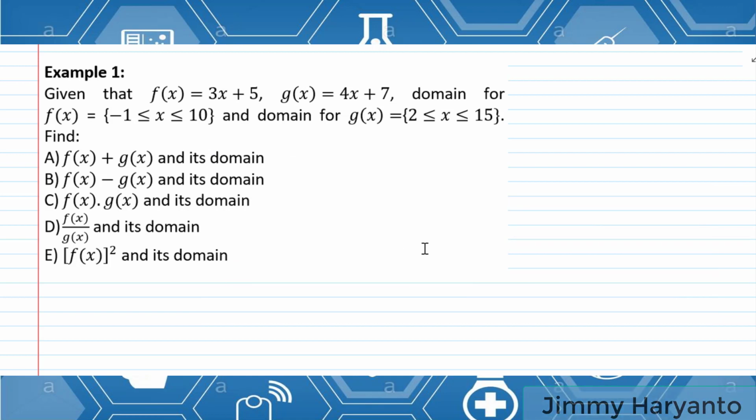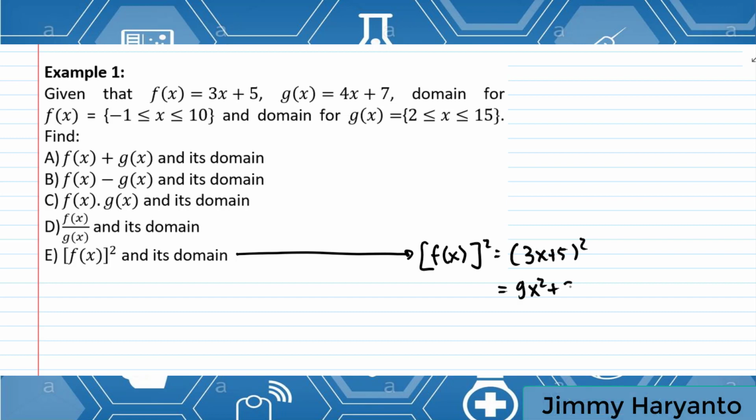Next, the last one, fx squared. For fx squared, you have to square the 3x plus 5. It will be 9x squared plus 30x plus 25. The domain of fx squared will be the same as the domain of fx, from negative 1 to 10. There you go. It is for operations of functions.